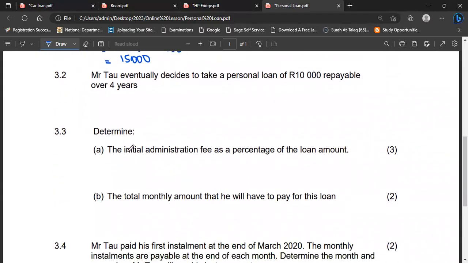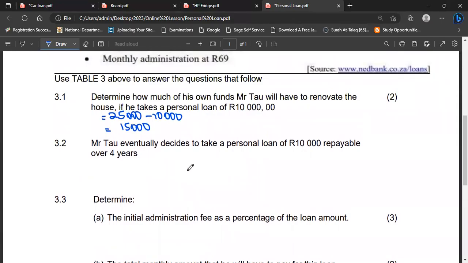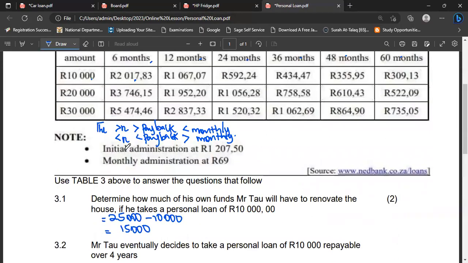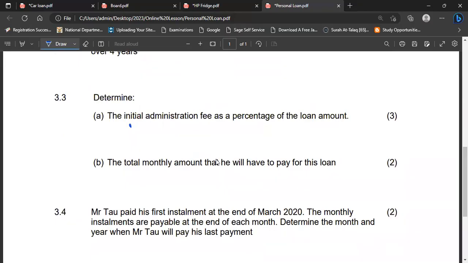So let's see. Determine number one, the initial admin fee as a percentage of the loan amount. We're going to find out what the initial admin fee is. It's 1,207 rands 50 cents. You divide by the loan amount, but remember he has taken 10,000, times 100. This is approximately 13.